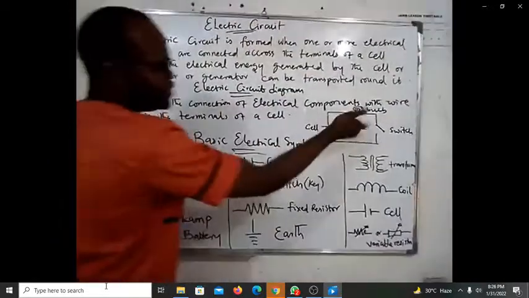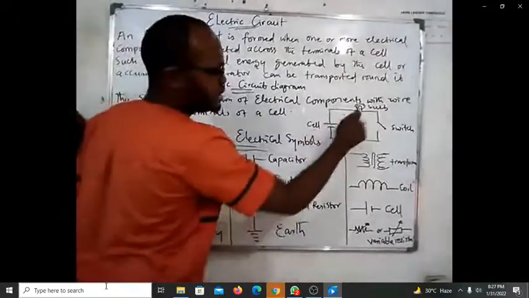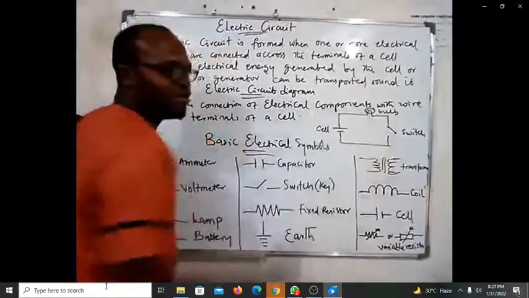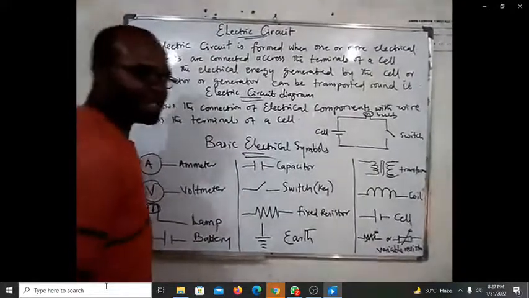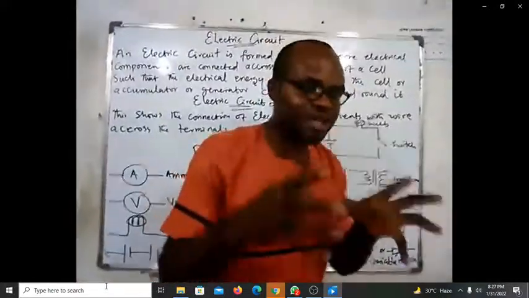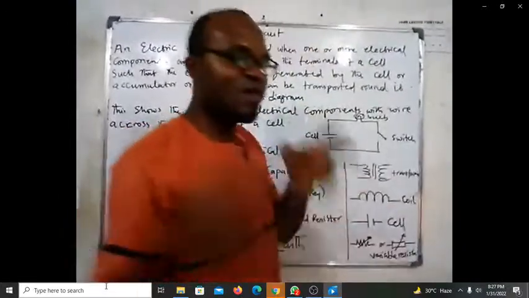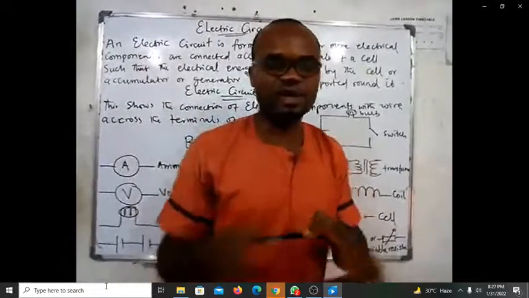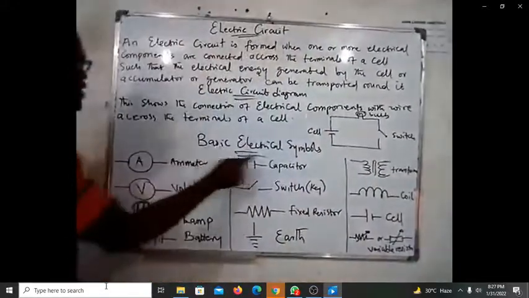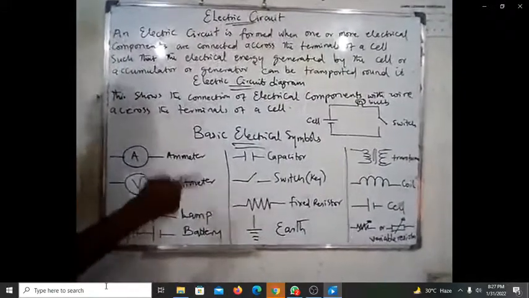So now we draw the diagram of an electric circuit, and I told us that this is the basic diagram with symbols representing the basic electrical components. But in subsequent classes we are going to be drawing elaborate circuit diagrams, and when we do, we are going to be using the electrical symbols. So you're supposed to know what these electrical symbols represent.